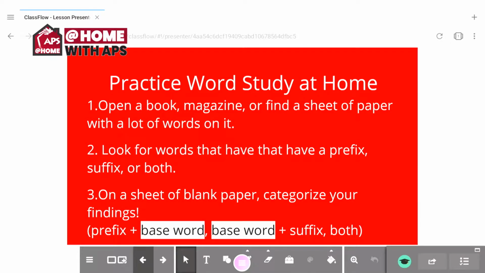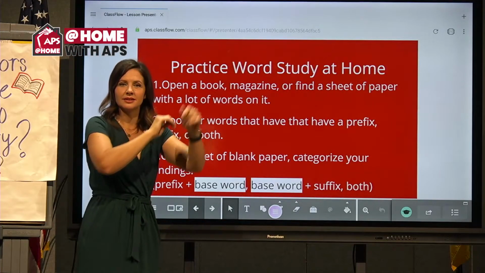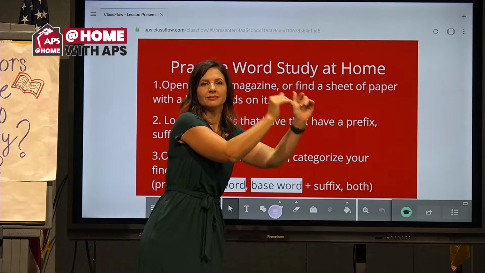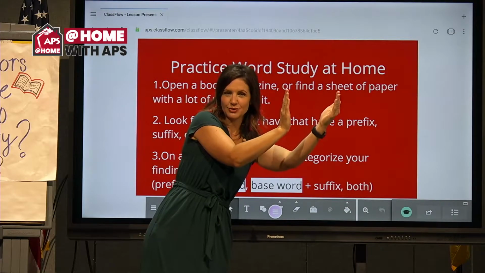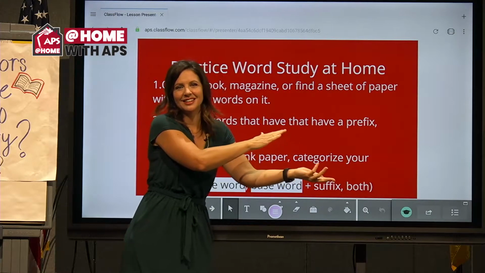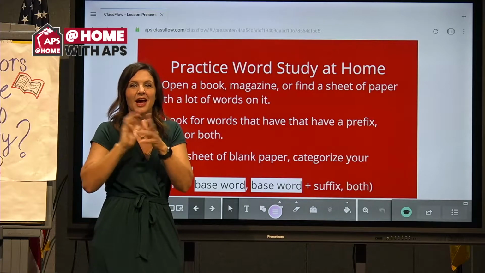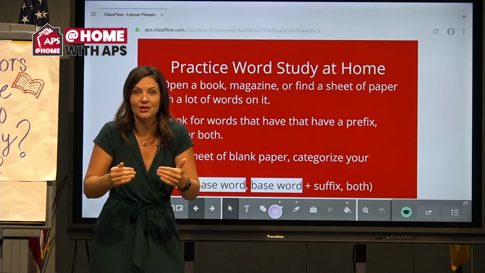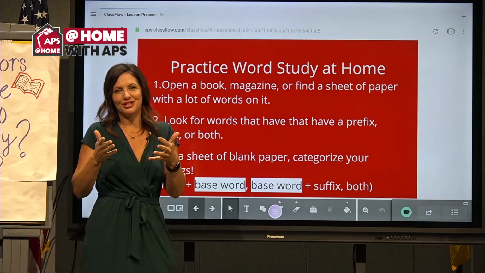Your categories will be 1, prefix, base word; 2, base word, suffix; or 3, both: prefix, base word, suffix. I hope you have fun looking, finding, studying, categorizing all the words around you.